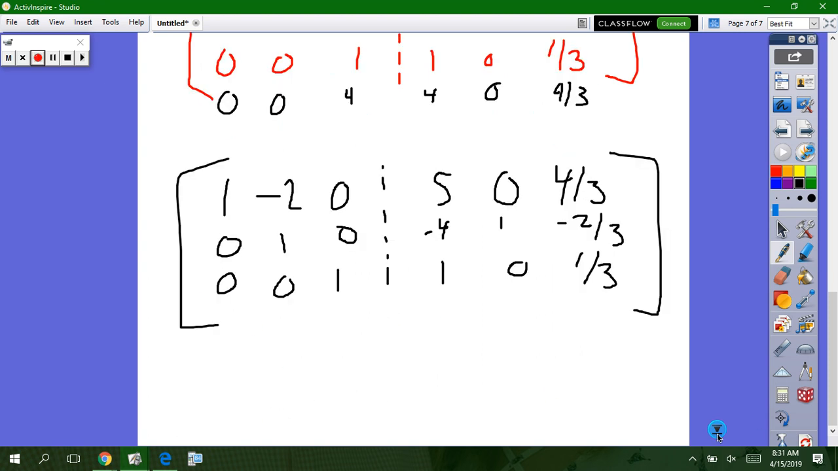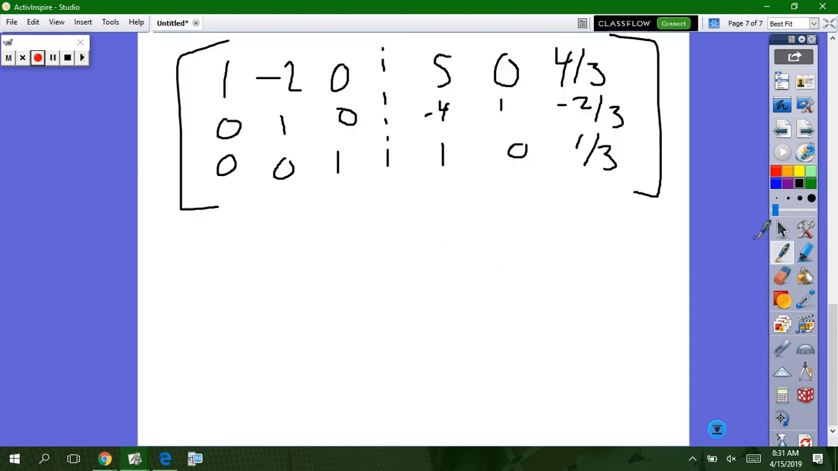Okay, what's our last step? Where that negative 2 is, we would like that to be a 0, correct? So I'm going to be multiplying row 2 this time because I'm looking to get rid of something in the second column. So I'm going to multiply row 2 by 2. So I get 0, 2, 0, negative 8, 2, negative 4/3.